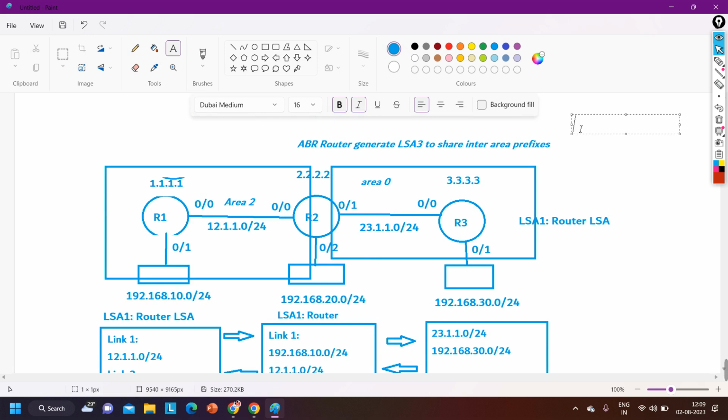See, we have discussed LSA1, that all routers in the OSPF domain generate LSA1, but LSA1 cannot cross area. If I talk about LSA2, LSA2 will be generated by the DR router. By which router? By the DR router. We have already discussed the DR and BDR concept yesterday. Whenever one router is DR, the DR router generates LSA2 to share router information in the OSPF domain.